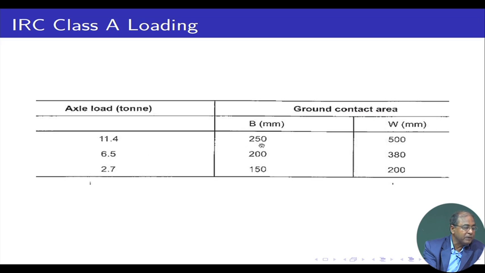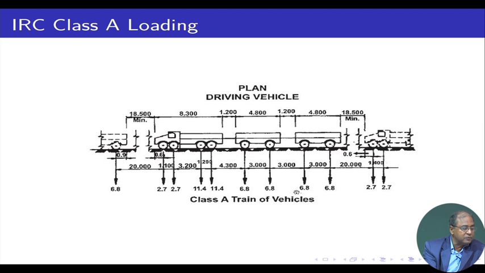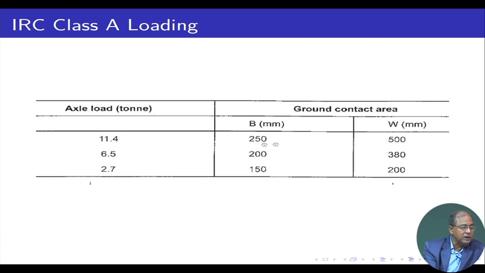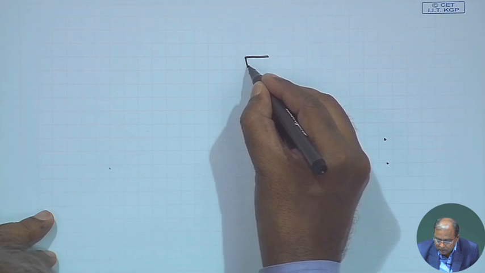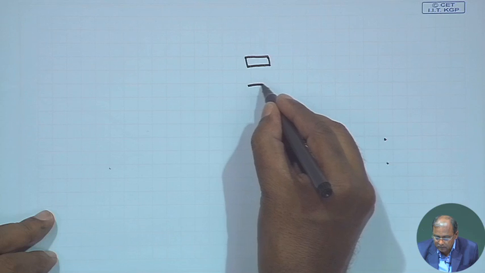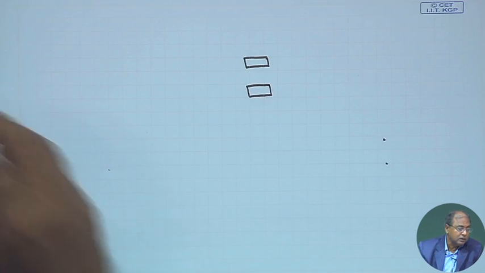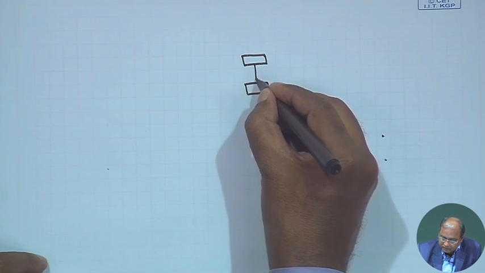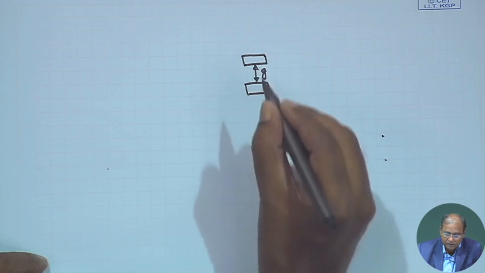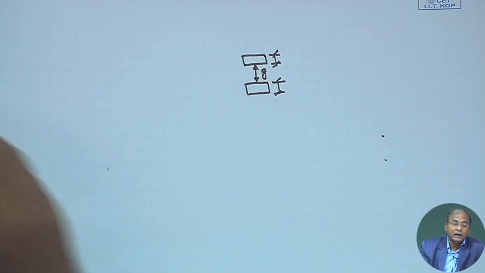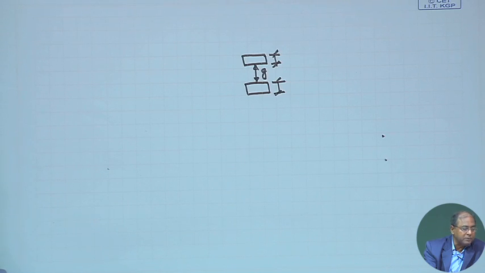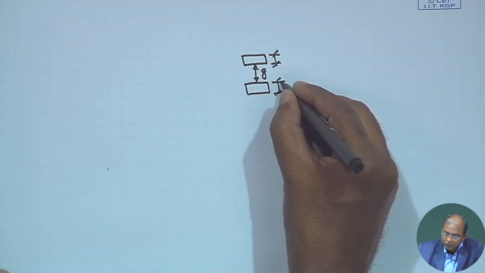For these different cases, we can find 250 by 500, 200 by 380, 150 by 200. So, we are having 2.7, 11.4, 6.8, and different impressions. If I am going in the traffic direction, this is the impression of one wheel, this is the impression of another wheel, and this distance is supposed to be G. This will have different values for the different cases, 250 by 500, 200 by 380, 150 by 200. So, this value will be different for different loading.